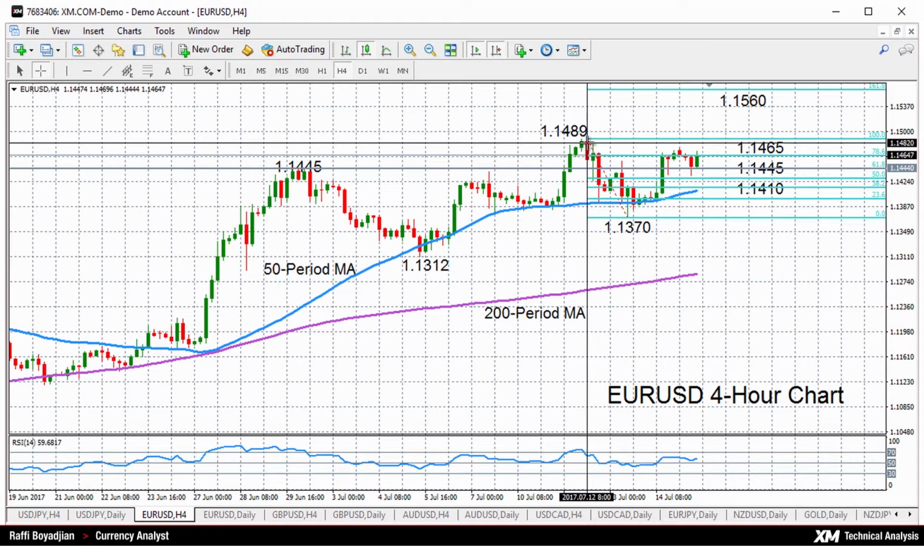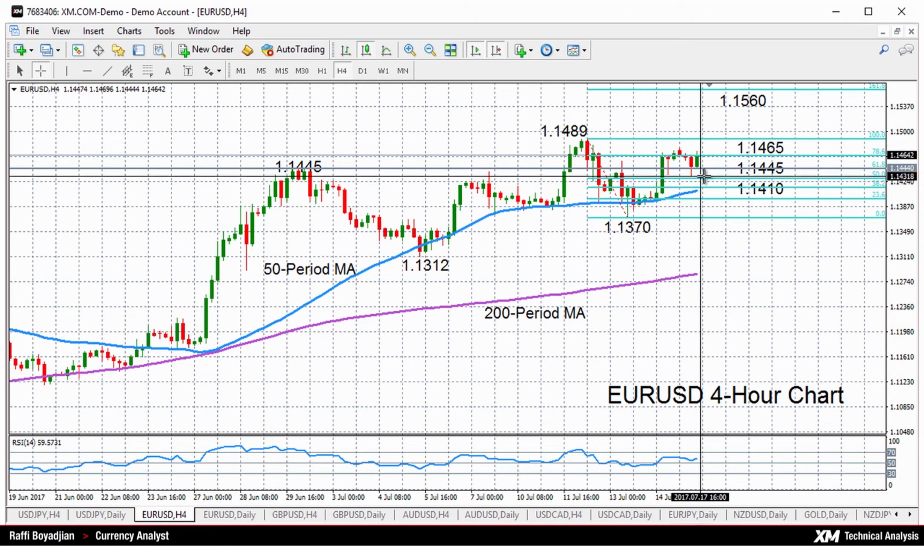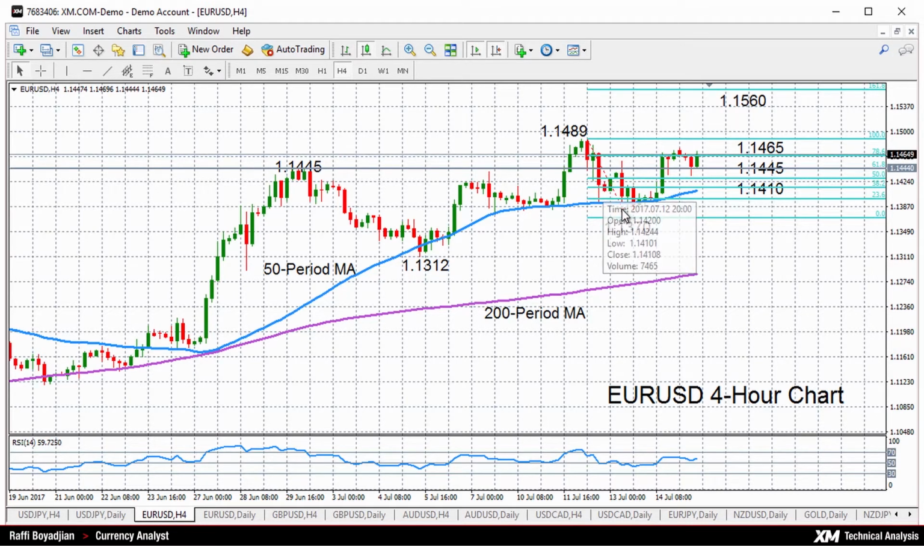Moving on to the euro dollar now, because we did see a fresh peak of 1.1489 last Wednesday. That was in fact a new 14-month high for the pair. It's currently trading at 1.1464, so that's at around the 78.6% Fibonacci level of the down leg from 1.1489 to 1.1370. Further down we have the 61.8% Fibonacci level, which was also the prior peak back in June of 1.1445, while below that we do have the 38.2% Fibonacci level, which is just above the 50 period moving average at 1.1410.